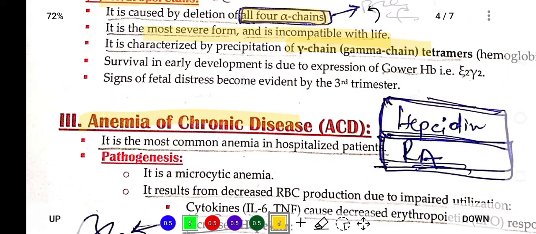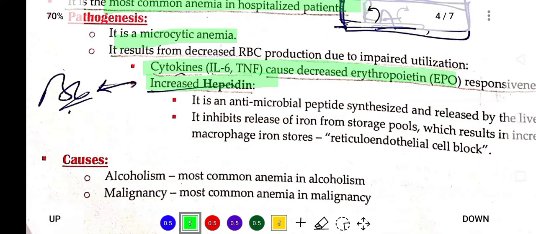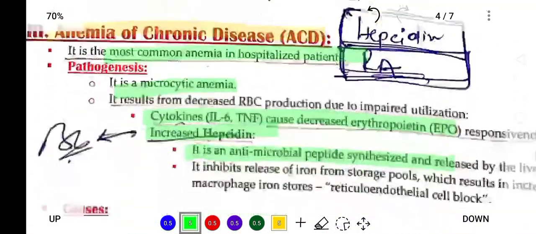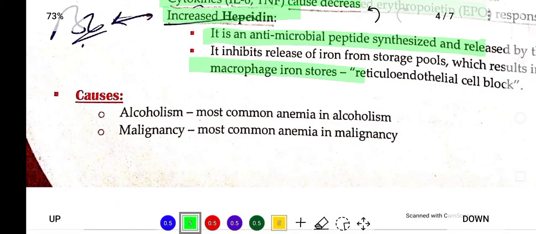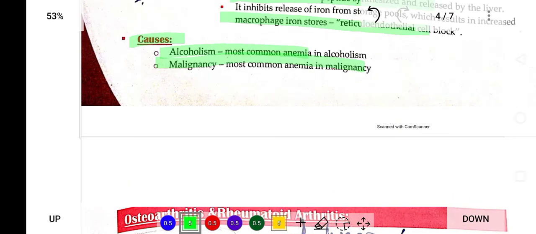So another type of anemia is anemia of chronic disease. It is the most common anemia in hospitalized patients. In chronic disease, there is microcytic anemia, in which cytokines like interleukin 6 and tumor necrosis factor decrease synthesis of erythropoietin, and increased hepcidin is present. So antimicrobial agents are there, and macrophage iron is sequestered in reticuloendothelial cells. Causes are alcoholism and malignancy. These are the most common causes of anemia of chronic disease.